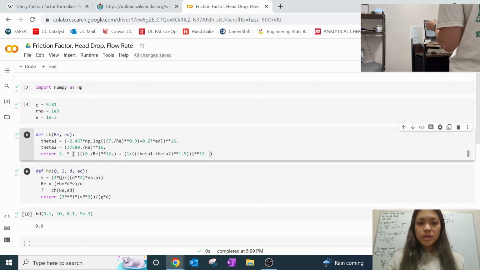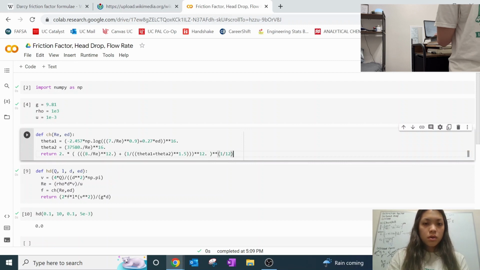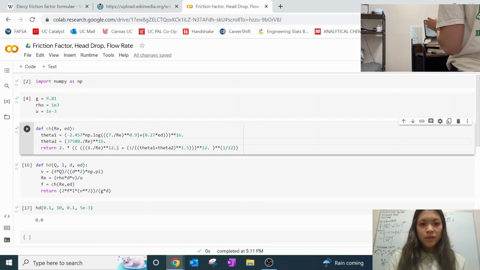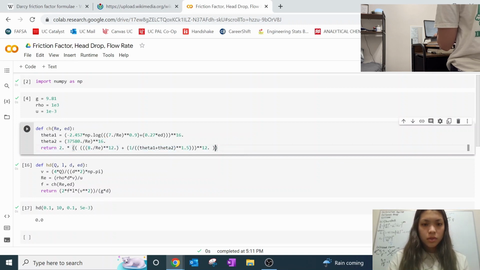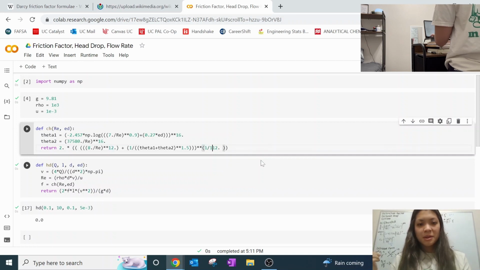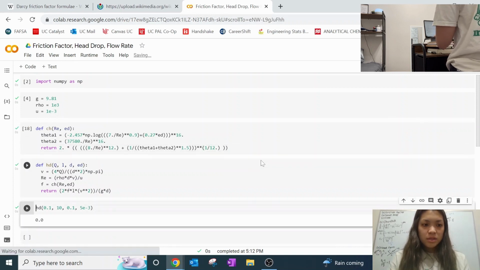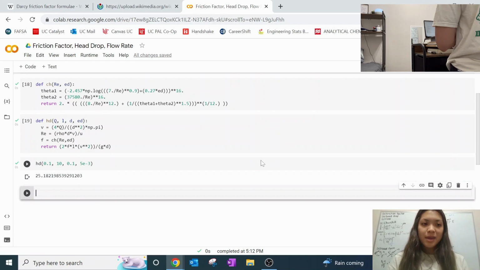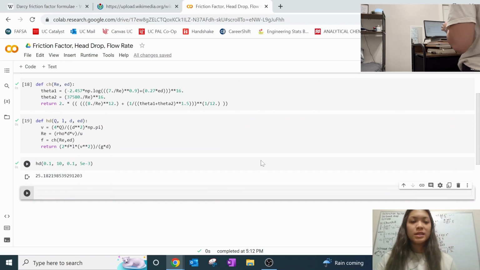So that's our issue here. If we do this to the 1/12th power, then it'll be this entire quantity. I added in the 1/12th power, but I mistakenly had already written to the 12th power earlier in my original formula because I had copied it on the board incorrectly. So if we make this change, hopefully this will fix our issue. Perfect. Okay, so now we have a head drop of 25.18, so that's our head drop.